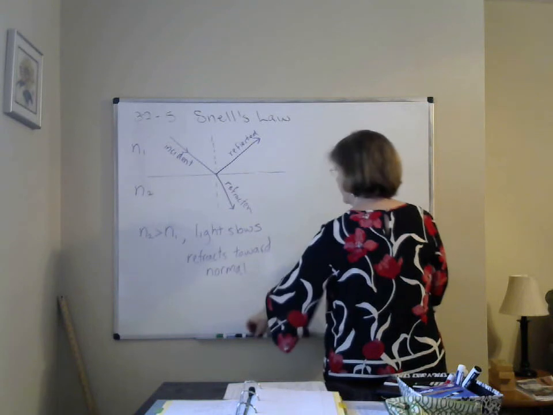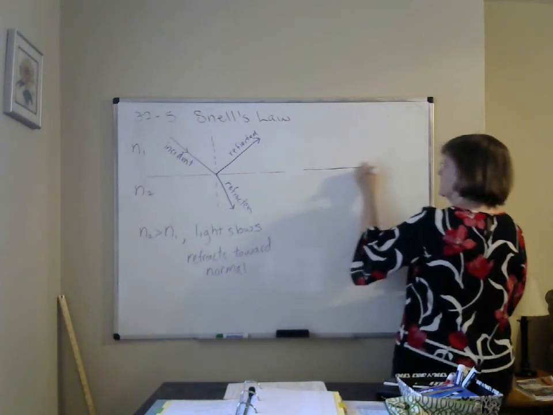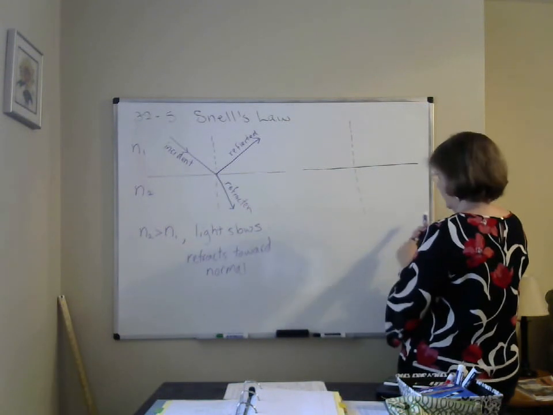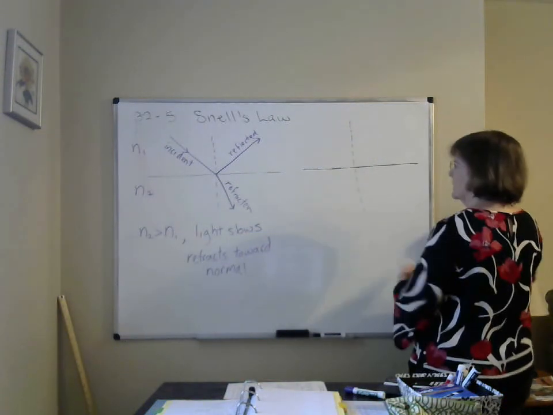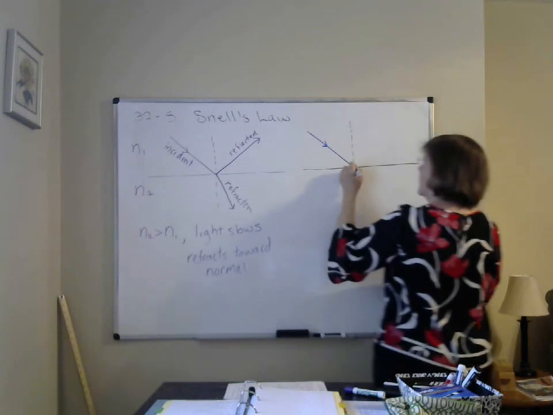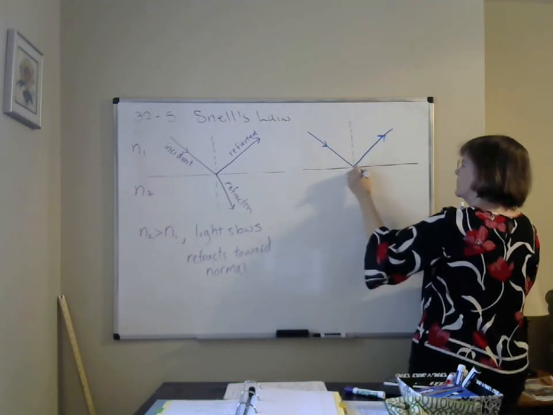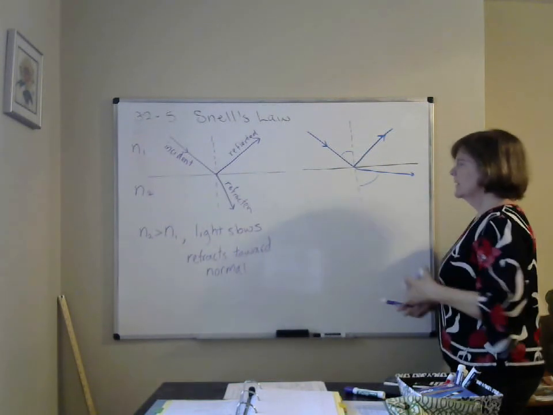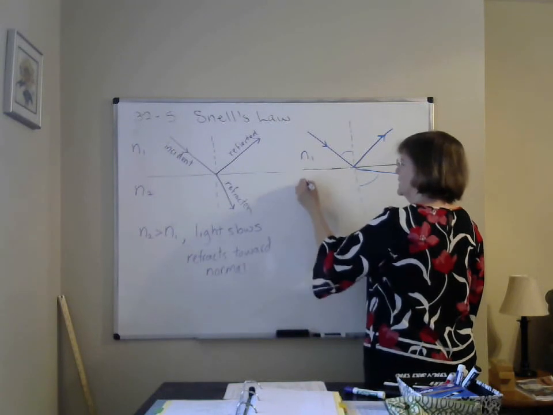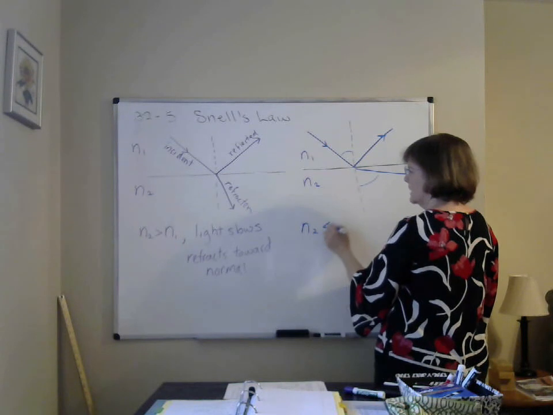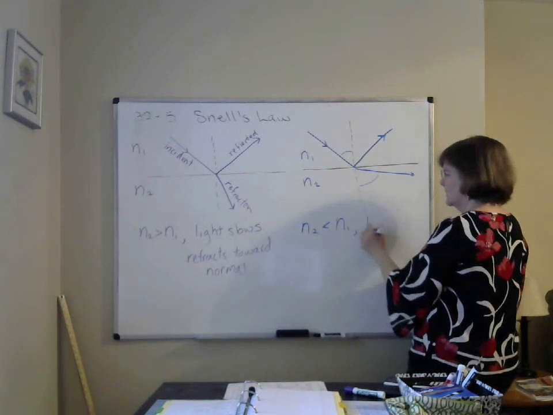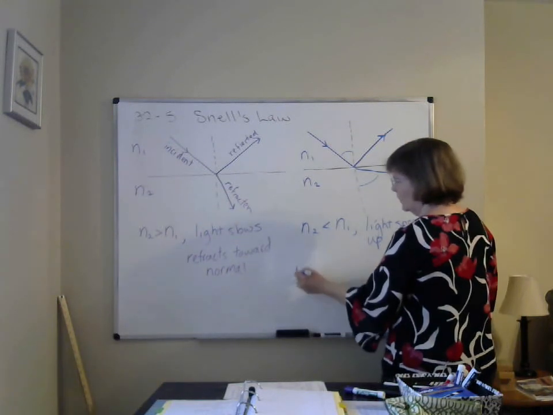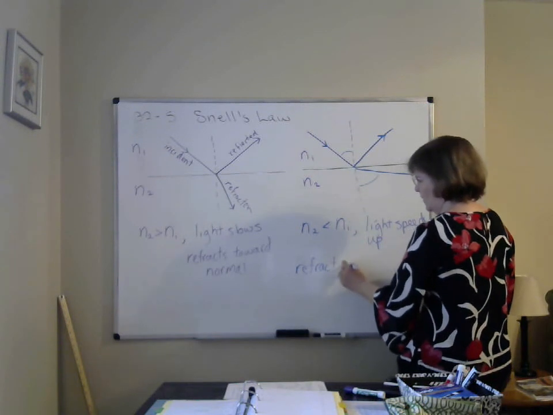If I had a different situation, with light traveling from a higher index into a lower index, let's just draw another picture altogether. Again, if we have an incident ray, part of that ray is reflected and part is refracted. Notice this time I drew this refracted angle much larger than the incident angle. That tells me, in this case where this is N1 and this is N2, that the second index of refraction is less than the first. In that case, the light actually speeds up and we will refract, or bend, away from the normal.